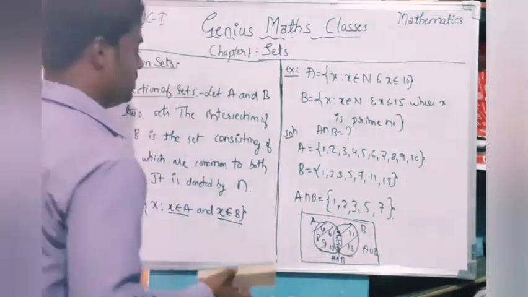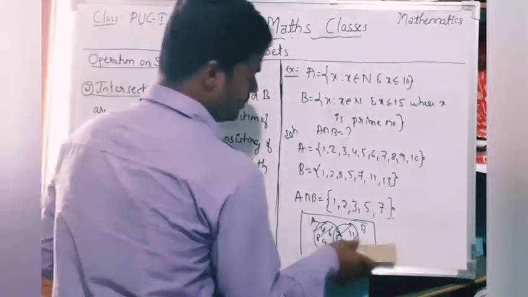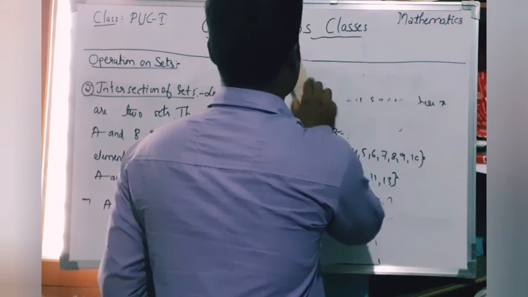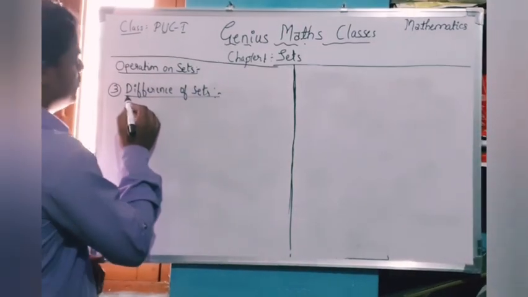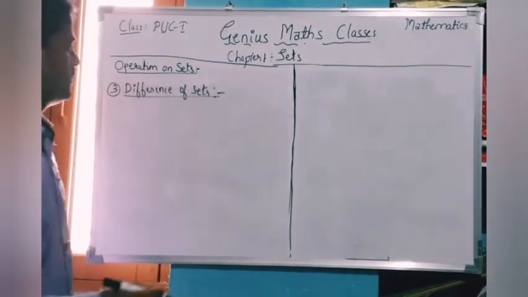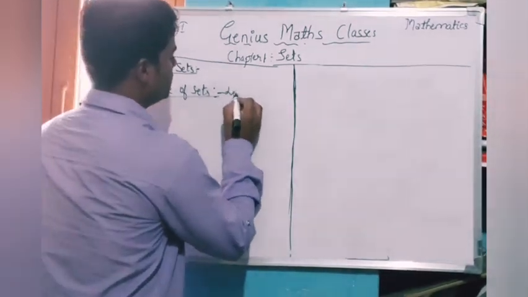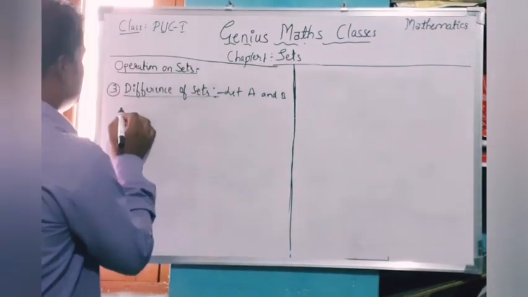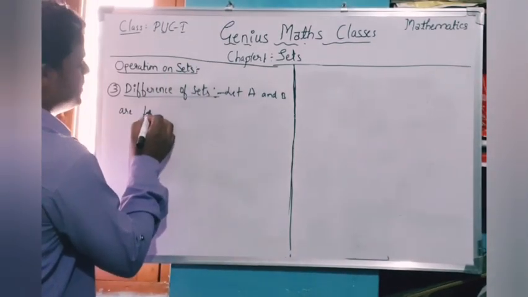So this is about intersection, and next, now we discuss the difference of sets. Difference of sets. Let A and B be finite sets.